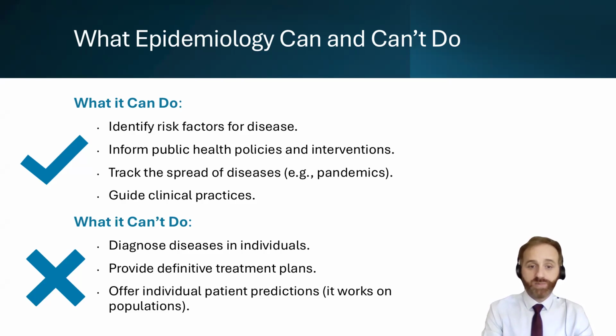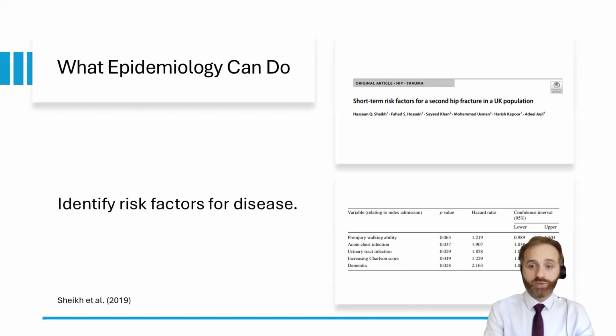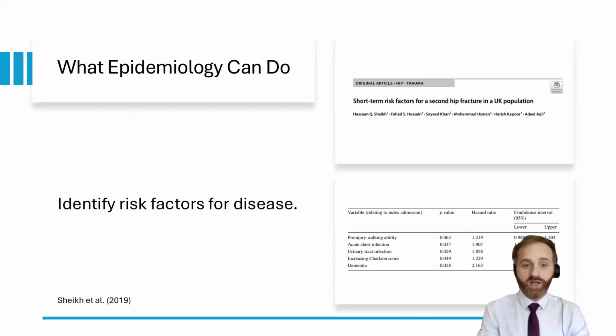Let's look at these examples now about the uses of epidemiology and how epidemiology can help do these things. For example, identifying risk factors for diseases. This is a study that was published in 2019 by Sheikh et al.